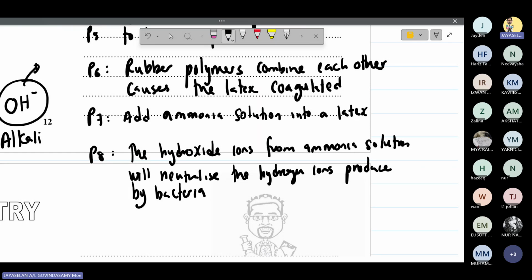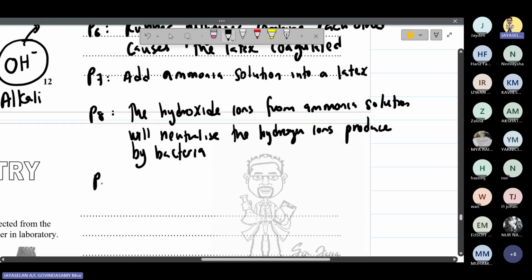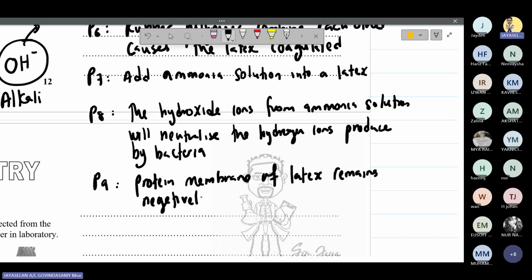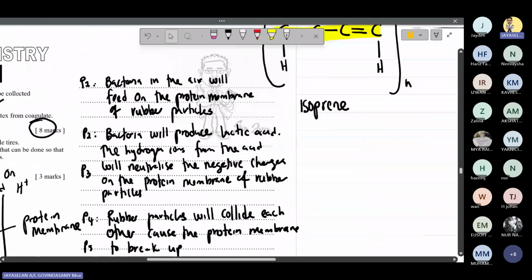Okay, so point number 8. If I add one more point, the protein membrane of the latex remains negatively charged. This is also in your book. Any question? I took all these answers from the book.